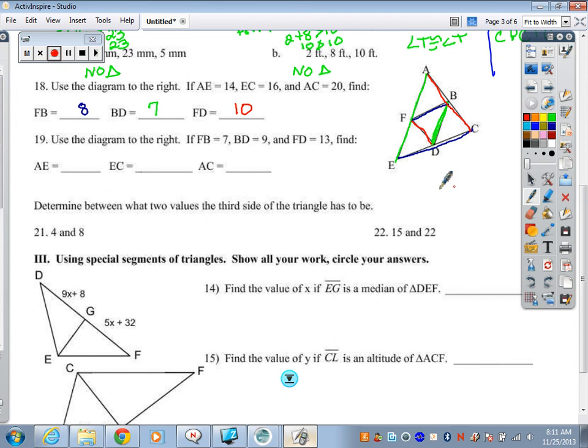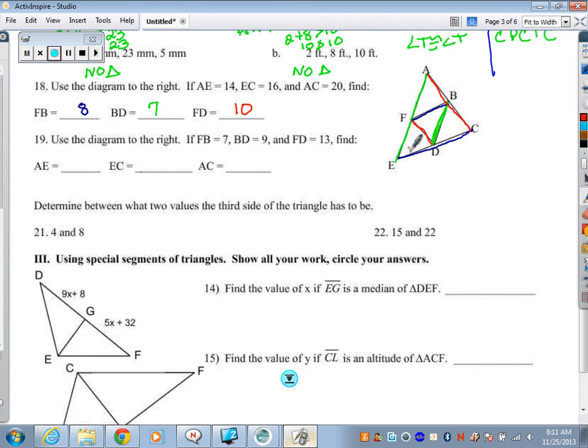Number 19. Use the diagram to the right. If FB is 7, then EC is 14. If BD is 9, then AE is 18. And if FD is 13, then AC is 26.